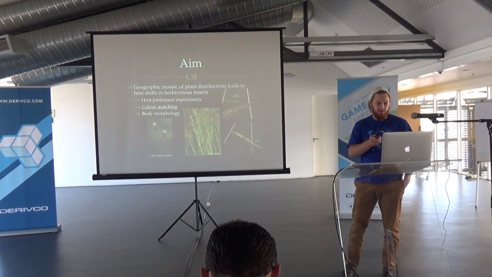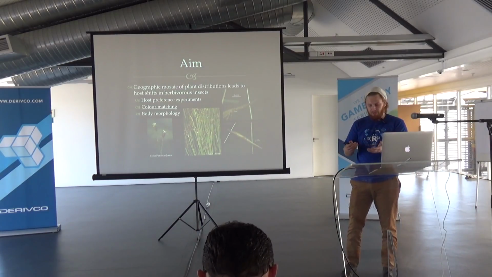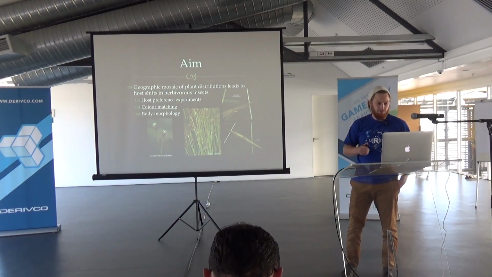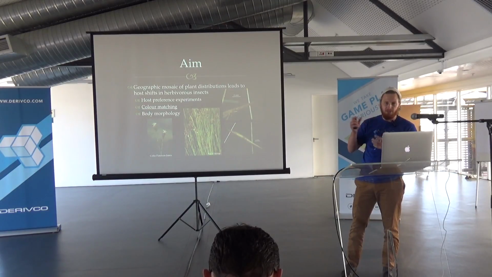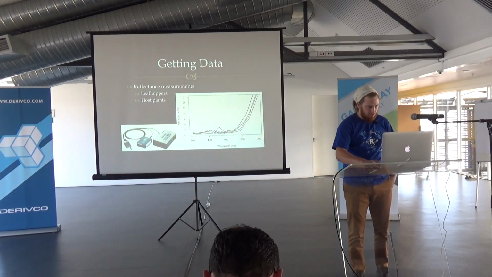Host preference experiments, where you literally give them a choice in a jar. Do they prefer to go to the one or the other? Color matching, which is what I'll be talking about, and then body morphology. Are they physically better adapted to hiding on their particular host? Some of the hosts have thicker columns than the other ones. So do those hoppers have bigger bodies or smaller bodies, depending on what their host plants are?